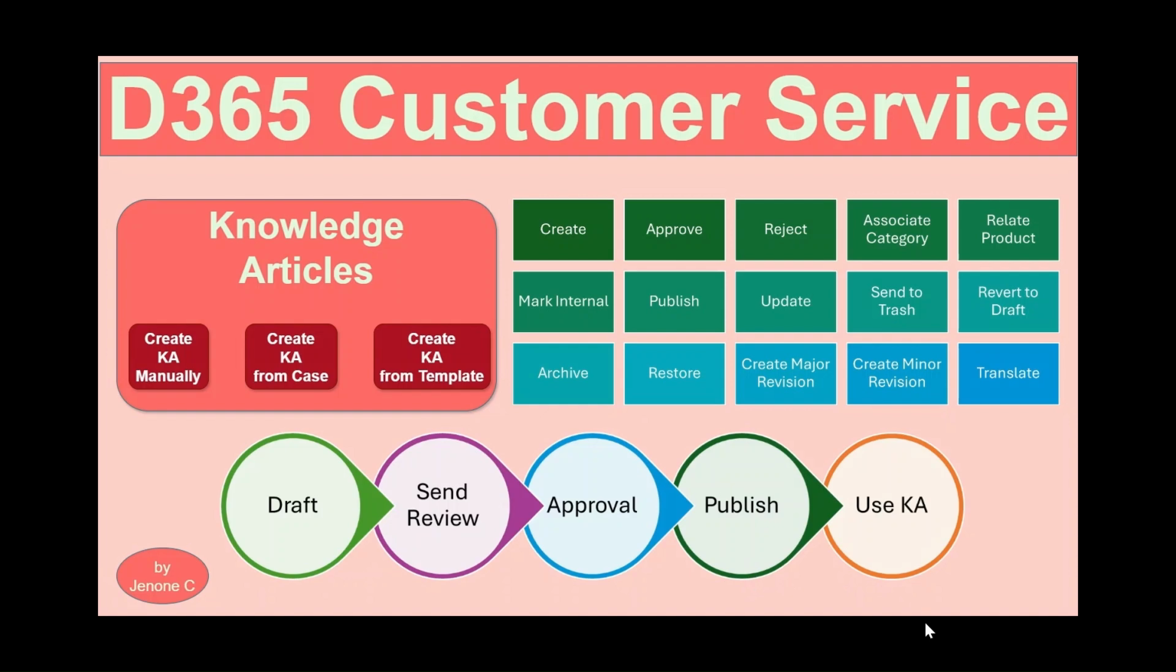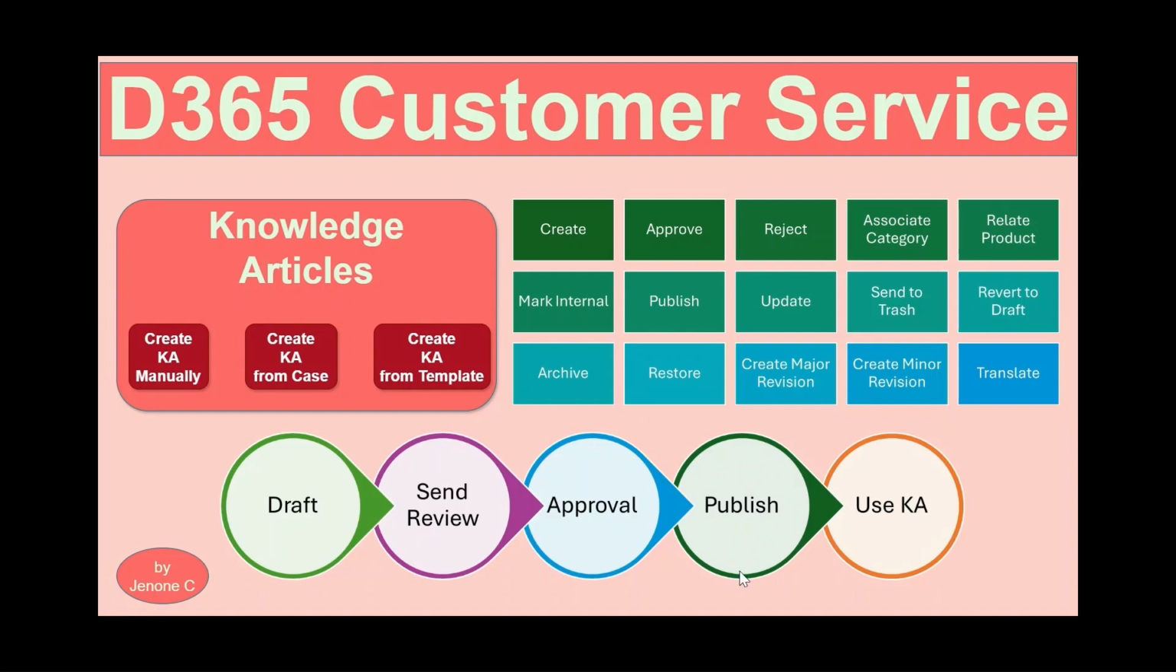Whenever we create a knowledge article, it will be in draft proposed status, and then we need to send it for review, and then it will be approved by the manager. And once it is approved, we can publish the knowledge article, and after publishing, the knowledge articles can be used from the case record or any other record that we have configured for knowledge articles.